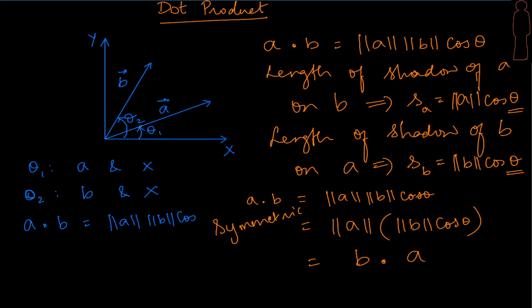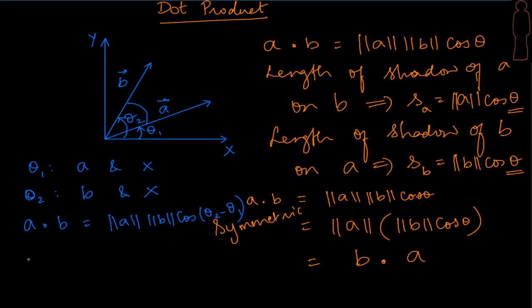It can't be theta 1 or theta 2, because we must take the cosine of the angle between A and B. And what is the angle between A and B? We will have to measure this angle here, theta 3, and can I say that theta 3 is nothing but theta 2 minus theta 1, right? So instead of writing theta 3, I am going to say theta 2 minus theta 1.